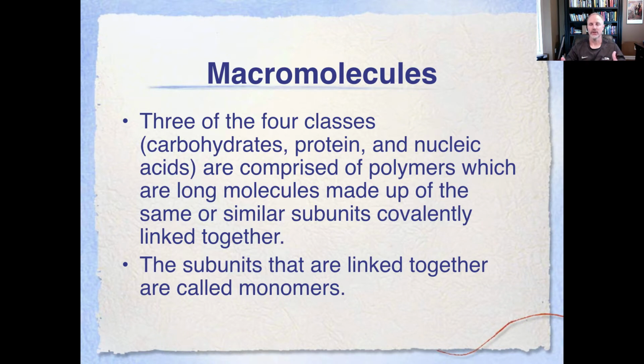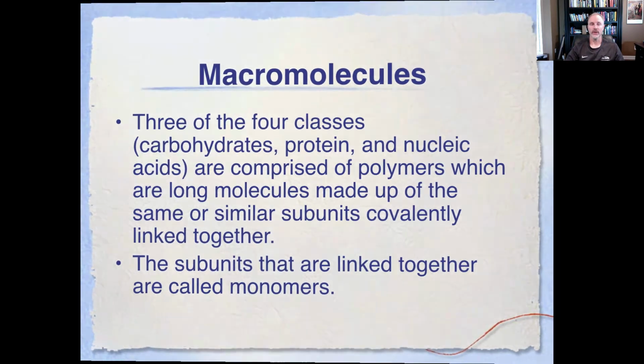Okay, so 3 of the 4 classes of these macromolecules are comprised of polymers, and what that means is they're long molecules that consist of many subunits called monomers that get covalently linked together and make up these macromolecules. Carbohydrates, proteins, and nucleic acids are these polymers. The individual monomer for a carbohydrate would be a monosaccharide, for a protein it would be an amino acid, and for a nucleic acid it would be a nucleotide. We'll get to that as we go through these.